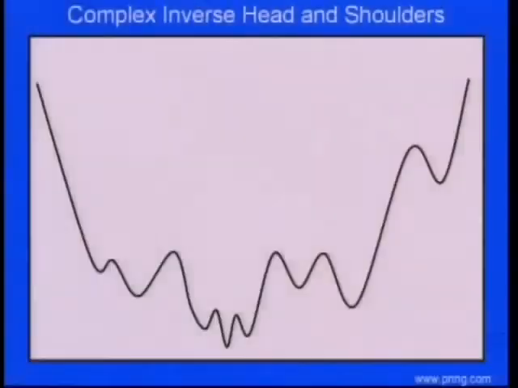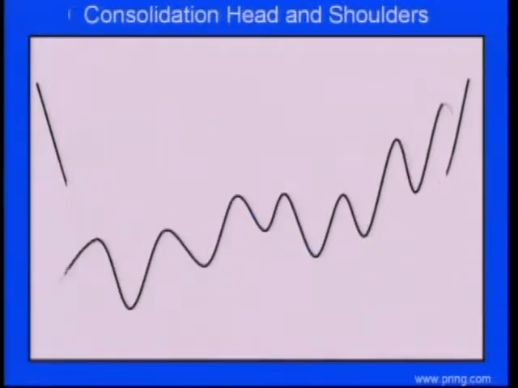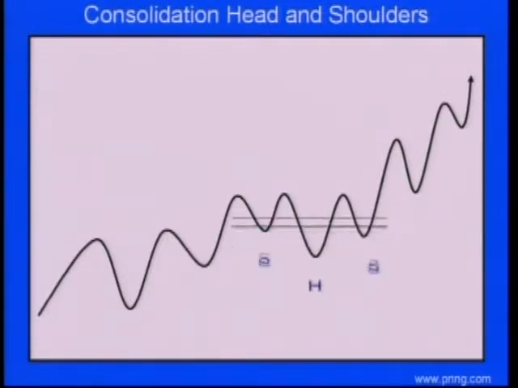Just as the head and shoulders tops come in variations, so the head and shoulders bottoms come in variations. Here's an idea of a complex reverse head and shoulders. And here, again, the head itself is a reverse head and shoulders. Much more significant pattern than the other ones I was showing you for the inverse head and shoulders. Once again, inverse head and shoulders can be consolidation patterns. So here I have the uptrend, the inverse head and shoulders, and then the breakout.